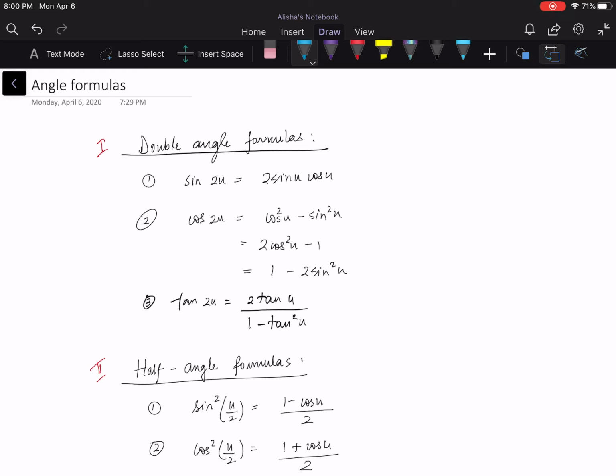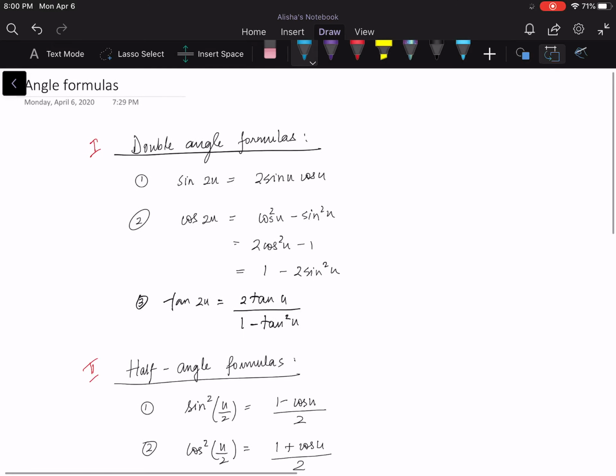To be honest, I personally never remember the tangent one. I just kind of keep the cosine and sine ones handy. And note that for cosine, there's like three different versions of the double angle formula.